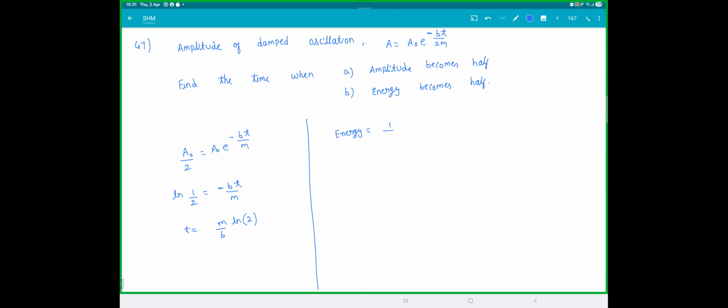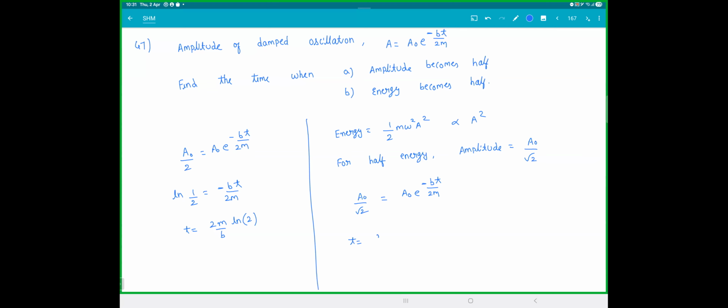What about energy? Energy is half m omega square a square. So energy is proportional to a square. That means for half energy, amplitude should be A by root 2. So 2m, the other question. Yeah. It's 2m in the question, right? Yes. A naught by root 2. This will be A naught e power minus bt by 2m. Same story. Put ln on both sides.